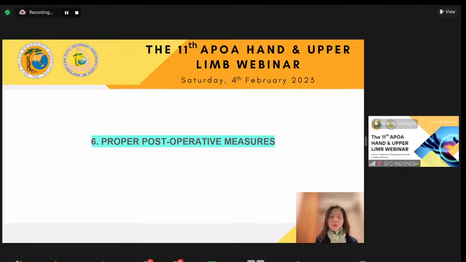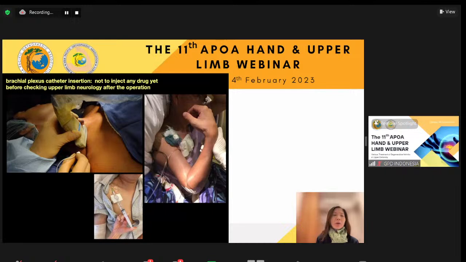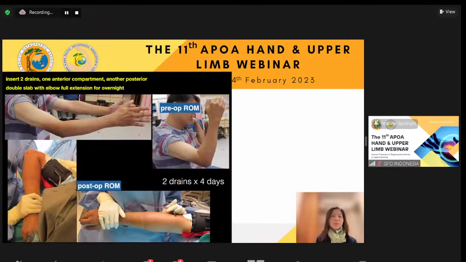Sixth, we need to offer proper post-operative care. We can put up the brachial plexus catheter and infuse local anesthetic drug through the catheter so that the patient can enjoy relatively painless elbow range of motion. Then the patient knows that they need to move the elbow, and the motion also helps to decrease the swelling and also encourage the hematoma inside the elbow to drain out. So we also need to insert two drains, one anterior and one posterior, to encourage the joint hematoma out before removal so that no fibrosis forms from the hematoma.